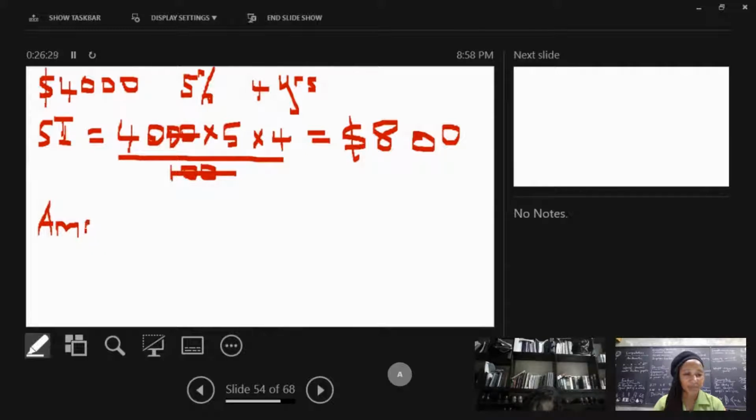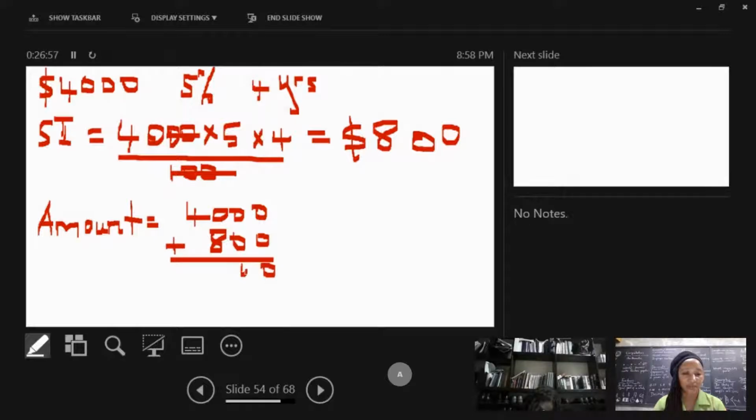40 times 5 is 800. You sure? Oh, no, no. Don't worry. So the 800 is all right. Yes, miss. All right, so the amount accruing would be the principal that you invested plus the 800.